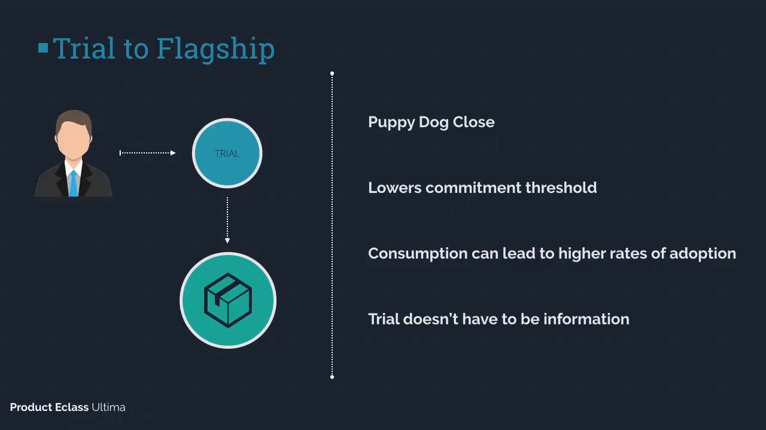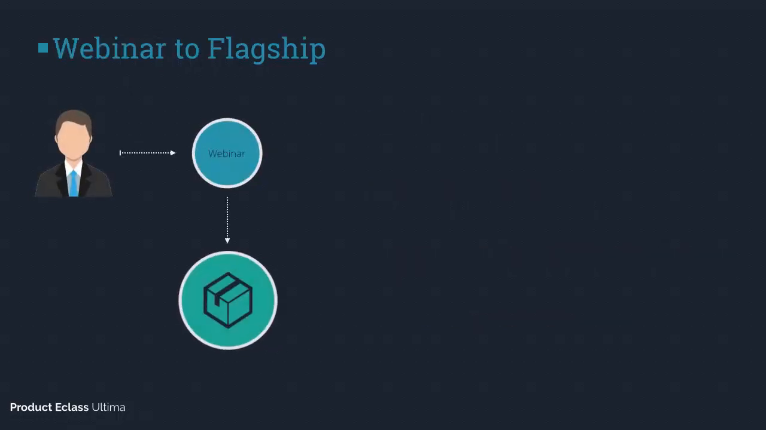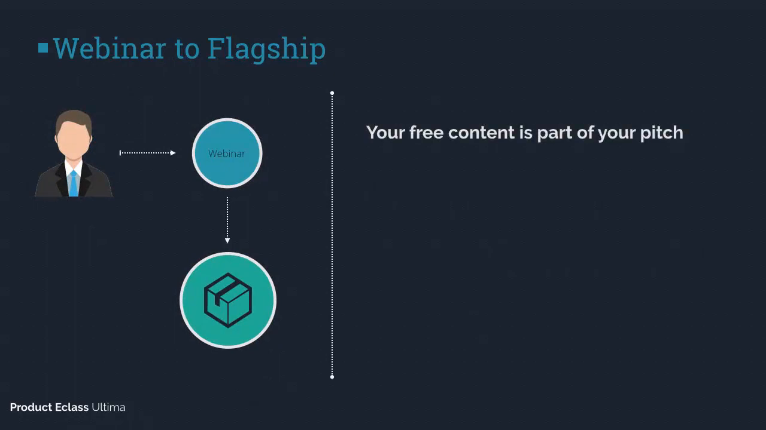My personal favorite is webinar to flagship. And here's why. Your free content is part of your pitch. So instead of breaking out the content over 4 different segments of 4 videos, we just do it all at once in the live event of the webinar, and then at the end of the event we pitch. We condense the sales cycle down to one single interaction, but the interaction has a lot of the benefits of education and information up front. It's the most easily dovetailed.